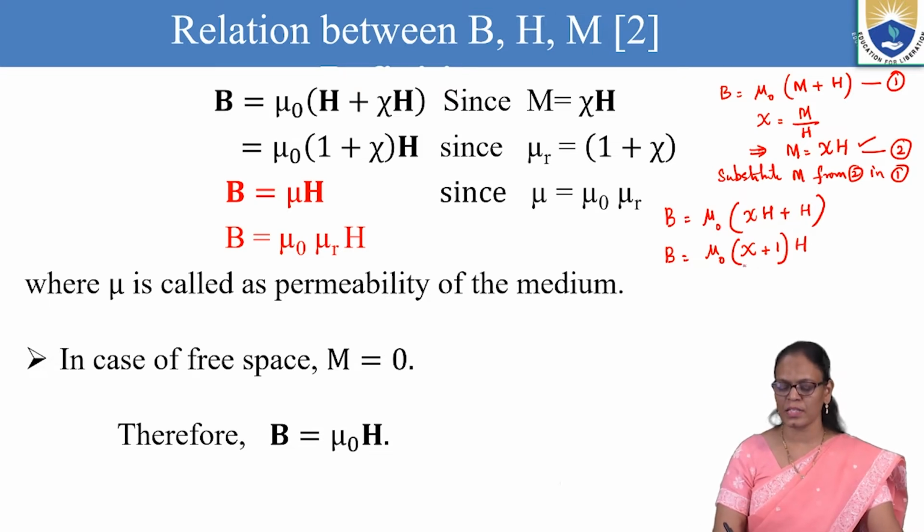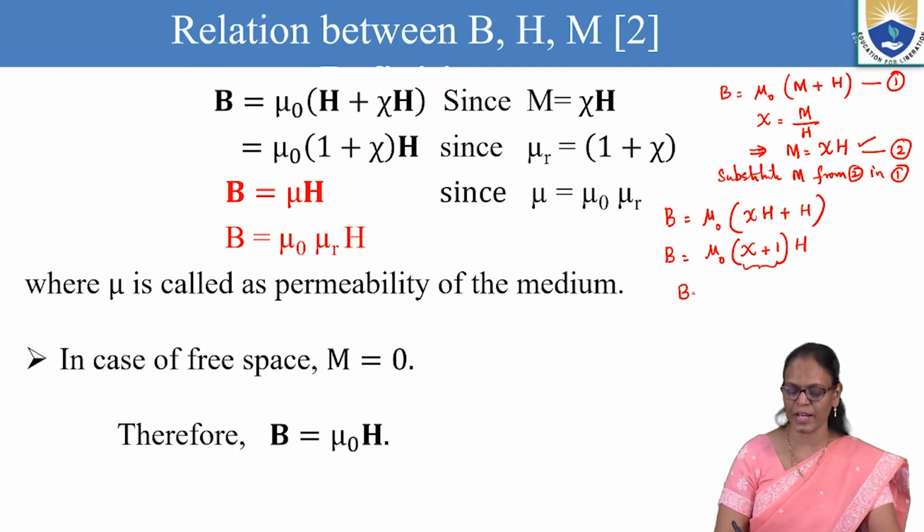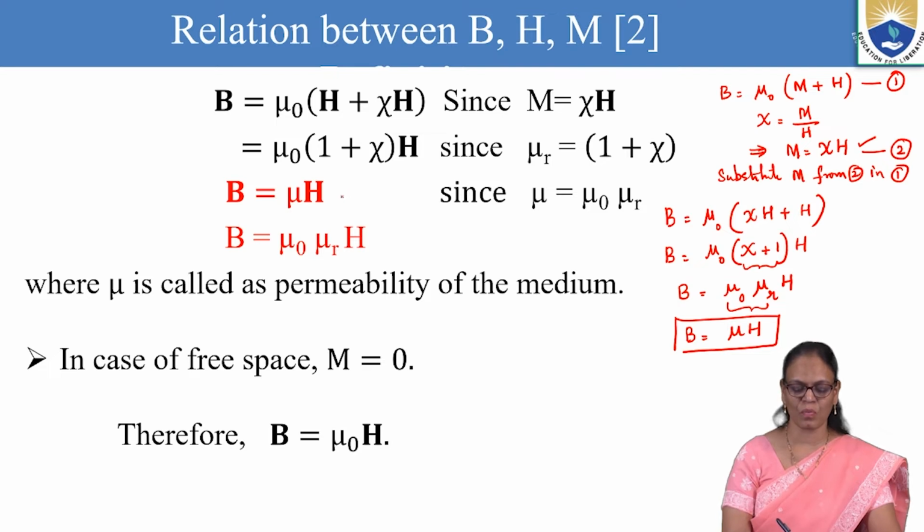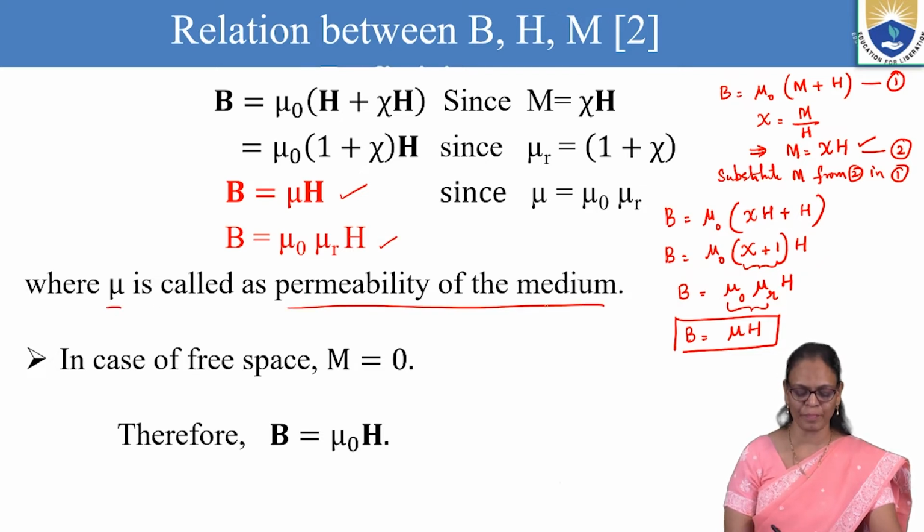Or this chi plus 1 is nothing but mu r. So we can write it as B is equal to mu naught into mu r into H. And we know mu naught into mu r is equal to mu. So we write B is equal to mu H. So what we get here is B is equal to mu H, or B is equal to mu naught into mu r into H. So mu is the permeability of the medium.